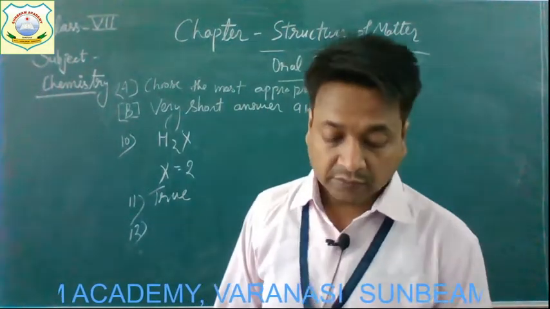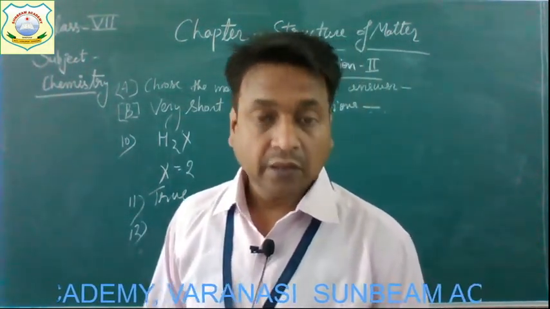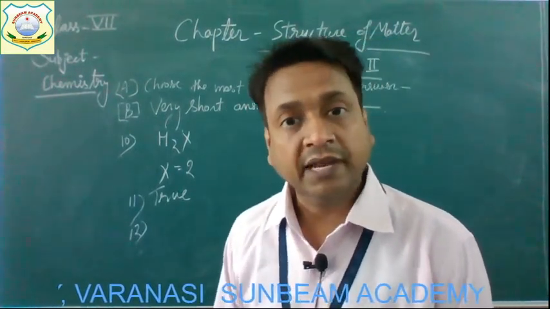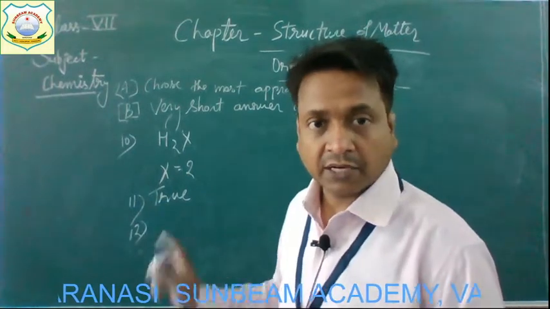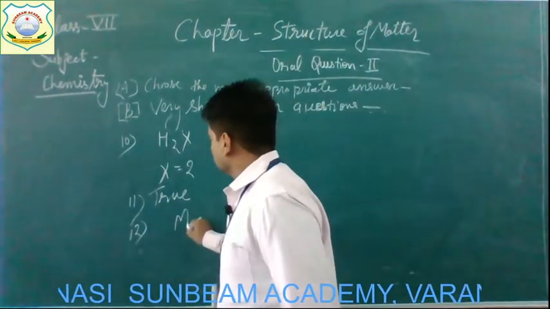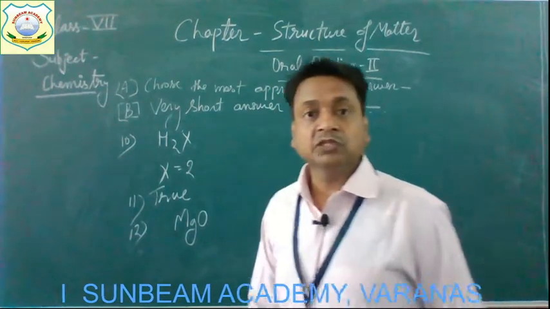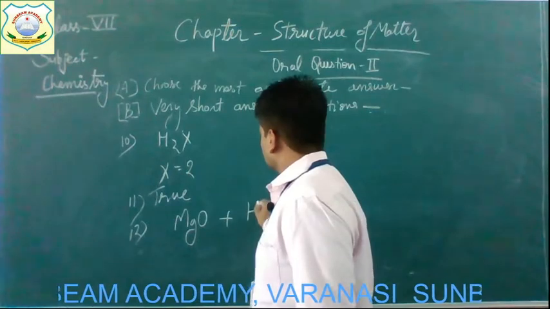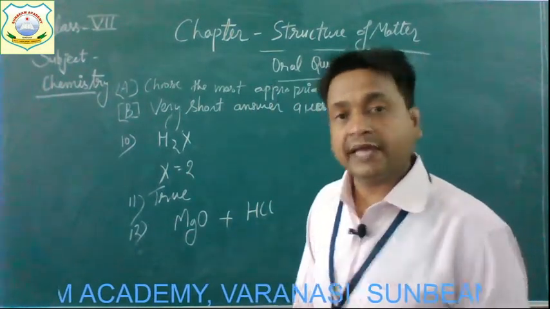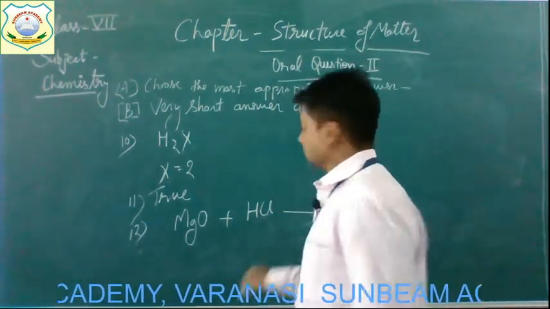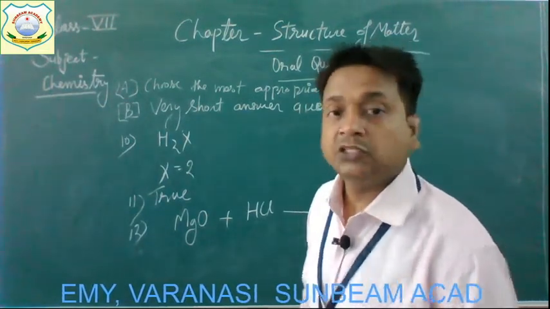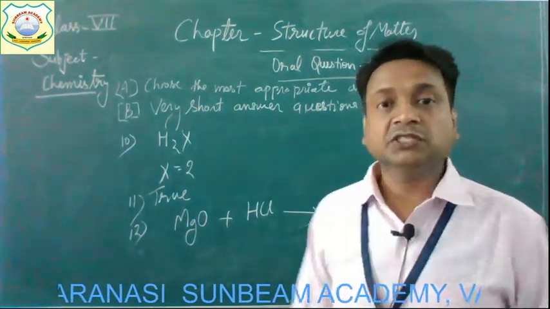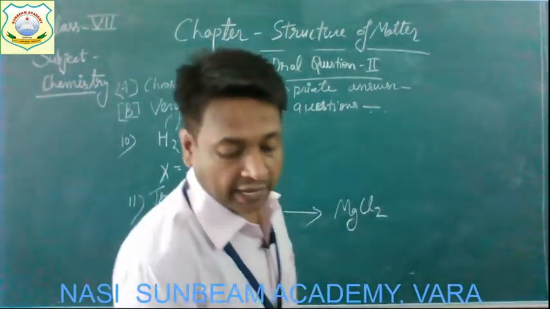Now question number 12. An equation is given here and you have to find out whether it is balanced or not. First I'm going to write down that equation. MgO, that is magnesium oxide, reacts with hydrochloric acid and forms magnesium chloride, MgCl2, and water.